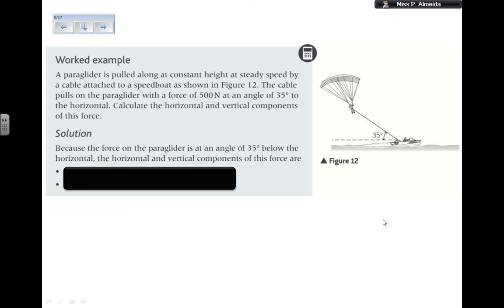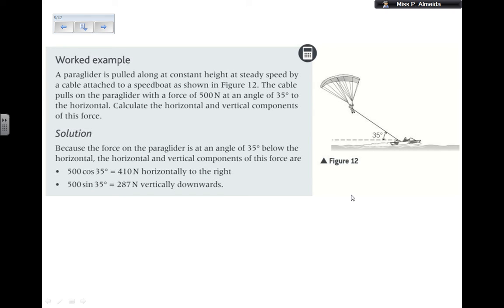They say the force that he is being pulled is 500 newtons, at an angle of 35 degrees to the horizontal, and then they say calculate the horizontal and vertical components of the force. So that means that I'm going to have Fx here, and I have Fy here, and this is my F, my force. So I will just use Pythagoras just as I did before.